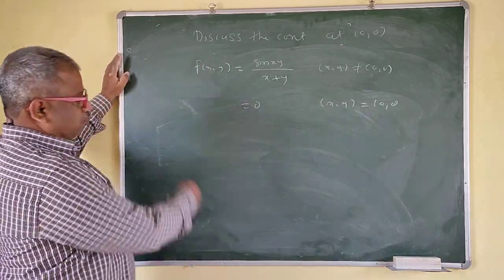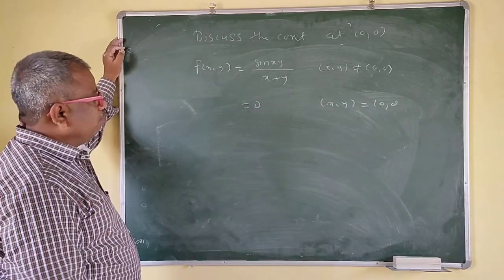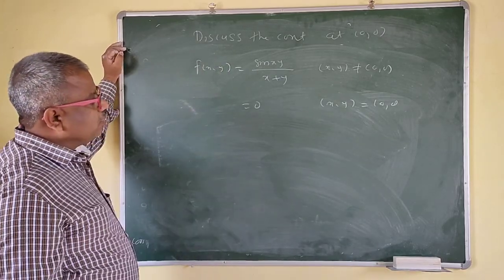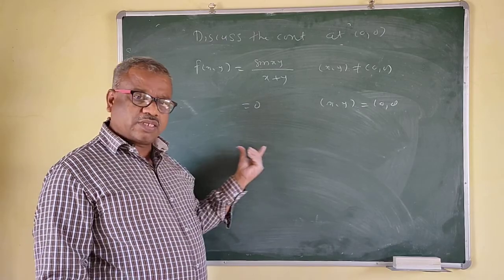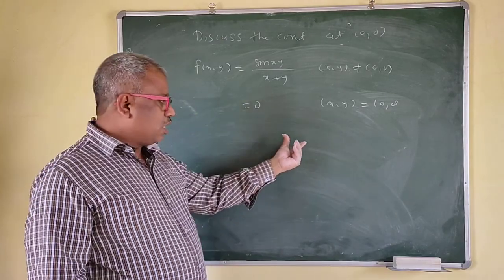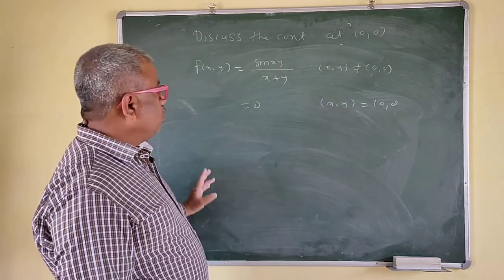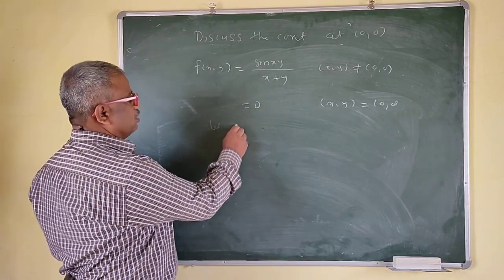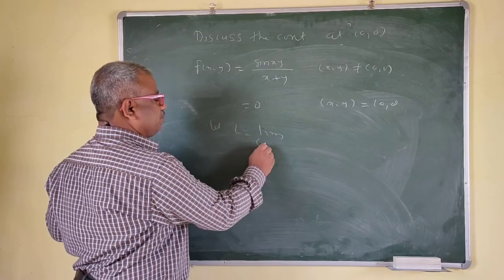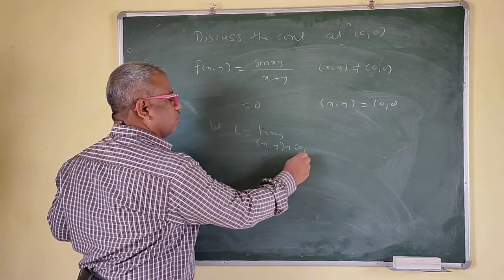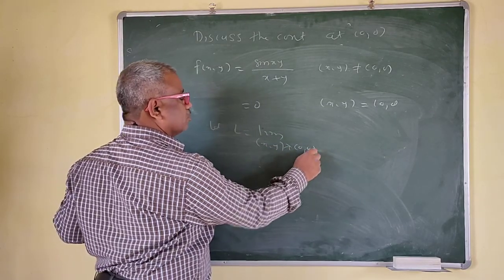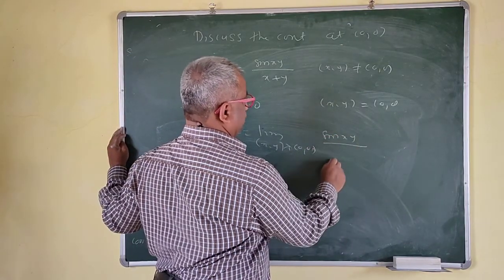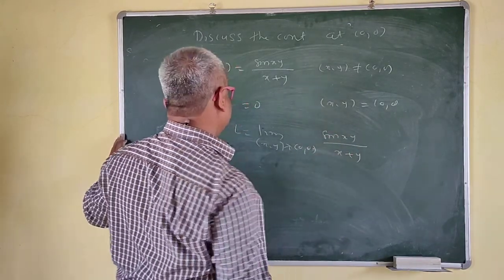Right, so now we have to discuss the continuity at 0, 0. We know that f of xy is continuous at 0, 0 if limit xy tends to 0, 0 of f of xy is equal to f of 0, 0. F of 0, 0 is 0. Just we'll find the limit now. So let n is equal to limit xy tends to 0, 0 of sine of xy upon x plus y.